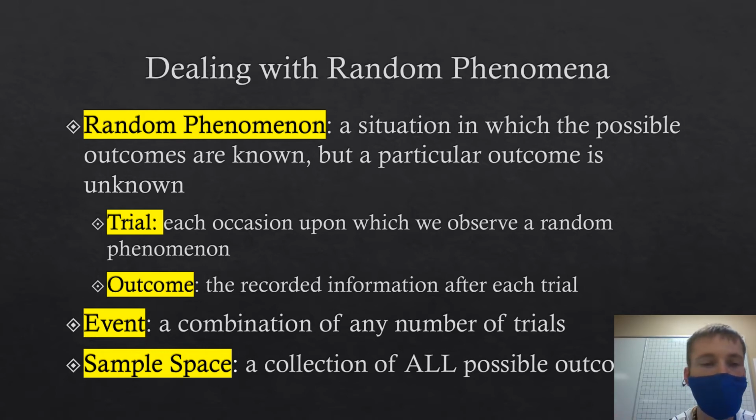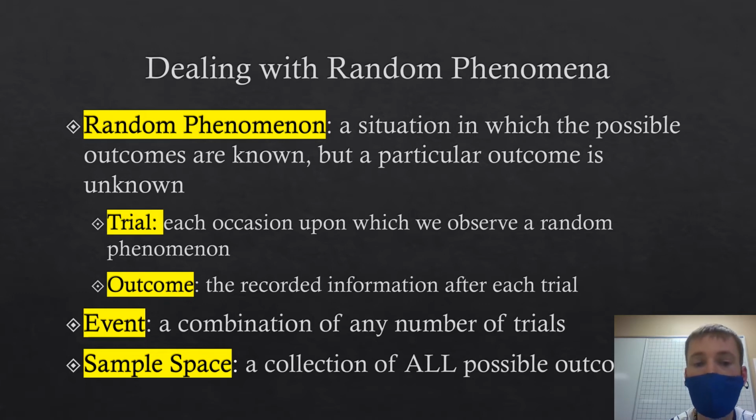So first off, a random phenomenon. It is a situation in which the possible outcomes are known, but a particular outcome is unknown. So we know what the possible outcomes are, but we don't know on a single round of that phenomenon what's going to happen. So think of flipping a coin. We know it could be heads or tails, but we don't know on a single flip what's going to happen.